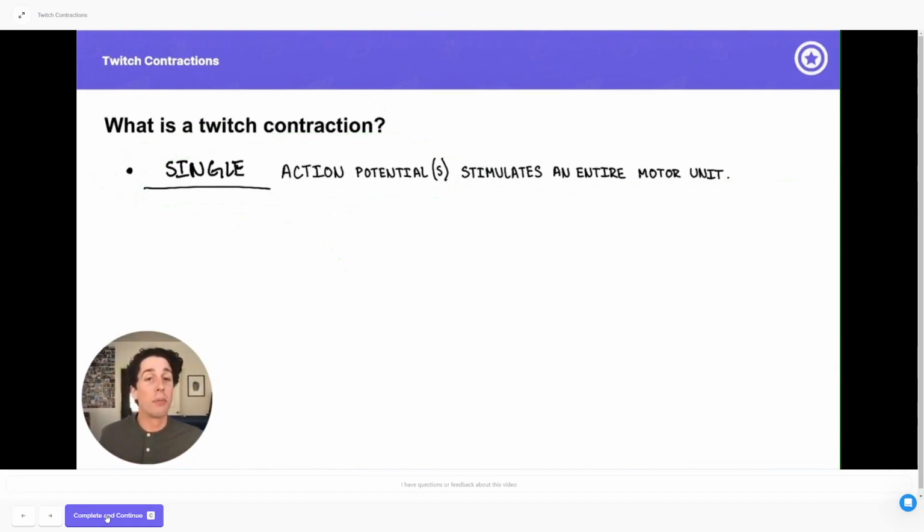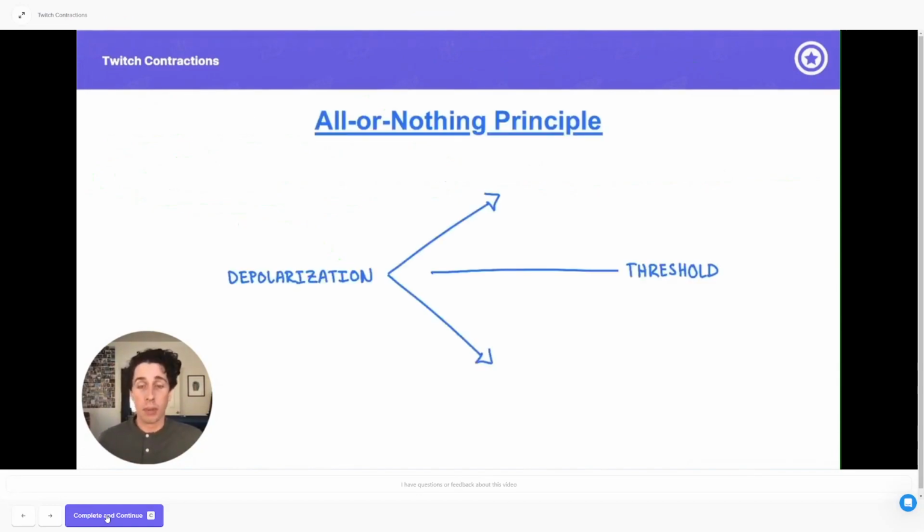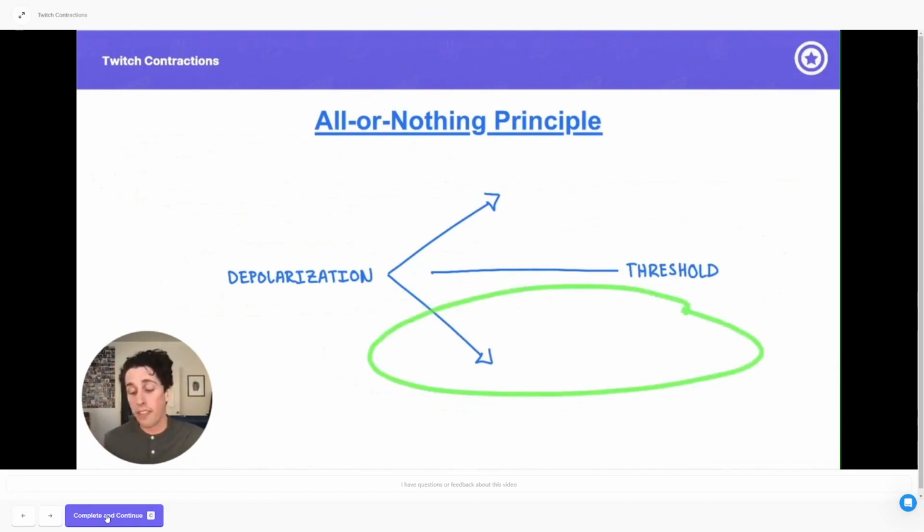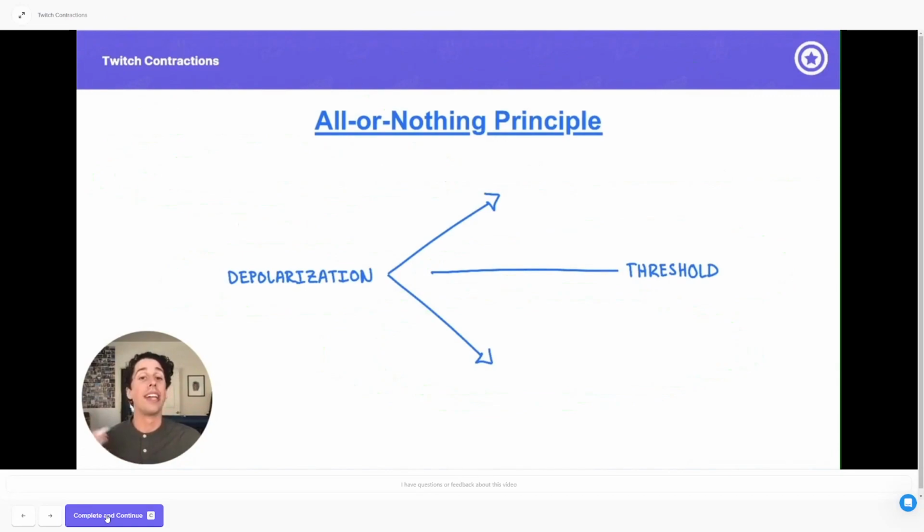And a really important concept with this is going to be the all or nothing principle. Alright, so with the all or nothing principle, we can see that there's depolarization that occurs, and when that depolarization reaches threshold, so anything above threshold or at threshold, that will result in a twitch contraction. But if it is below that threshold, there will not be a twitch contraction because the action potential will not send. So basically, if that depolarization happens enough, then it's going to send, but if it's below that threshold, that's not going to result in a twitch contraction.